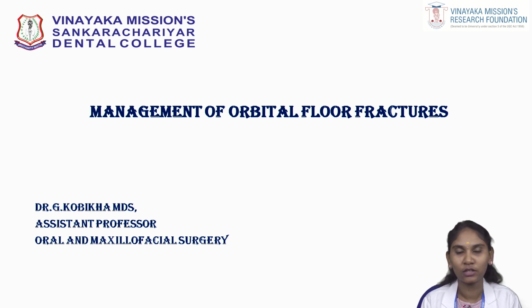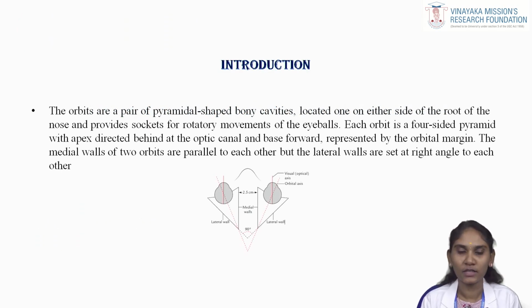Today we shall discuss the very important and interesting topic of management of orbital floor fractures. So coming to the introduction, the orbits are a pair of pyramidal shaped bony cavities. They are located one on either side of the root of the nose. They also provide the sockets for rotatory movement of the eyeballs.